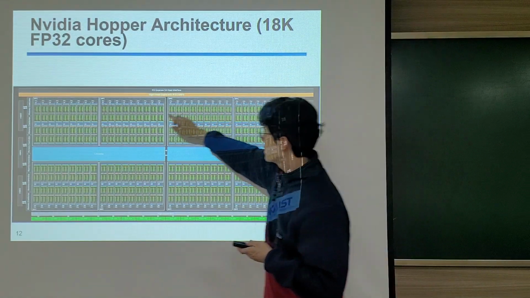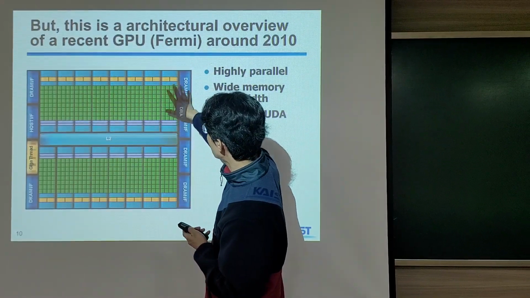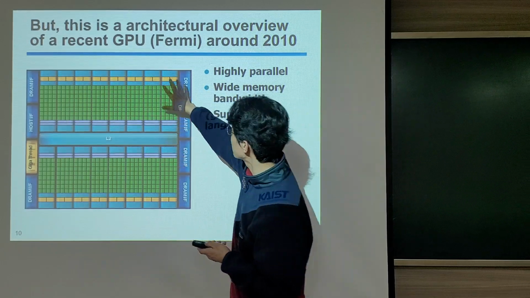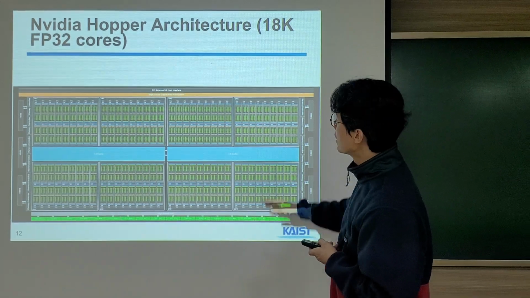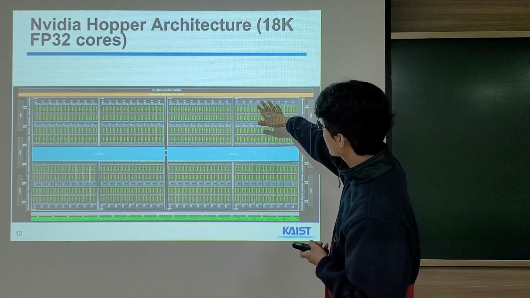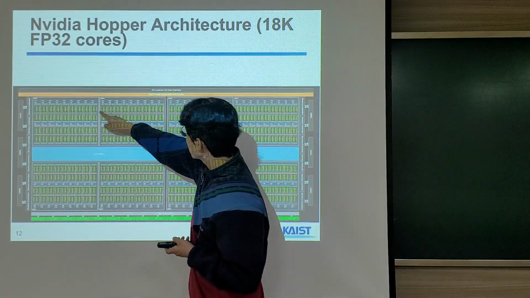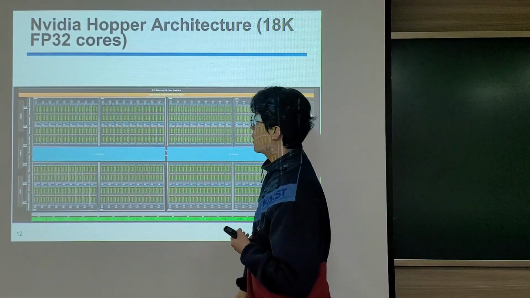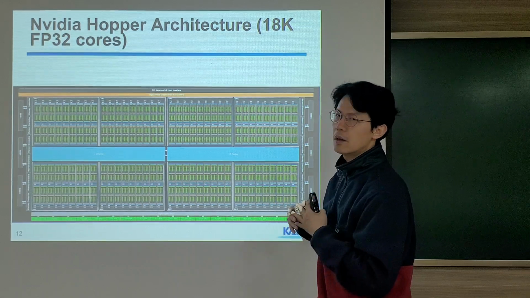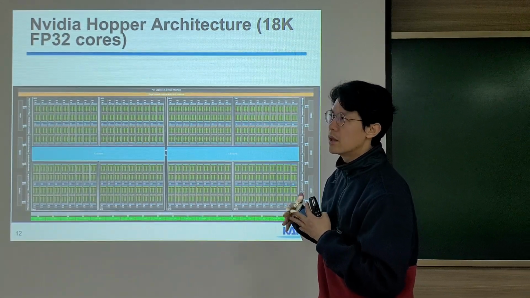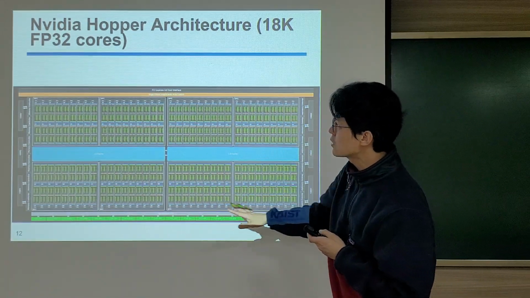As you can see, this little one maps to this one. From the architecture, there are about 16 units like this. But you can see there are lots of those units, right? So in the Hopper architecture, there are about 18,000 FP32 cores. Basically, the green box is FP32, which is single precision 32-bit floating point operations. So you can see that there are a lot of cores.